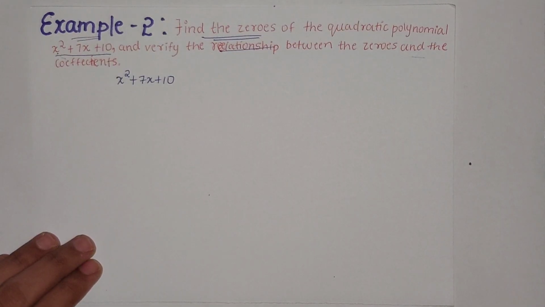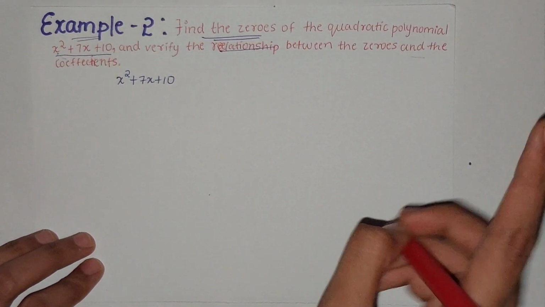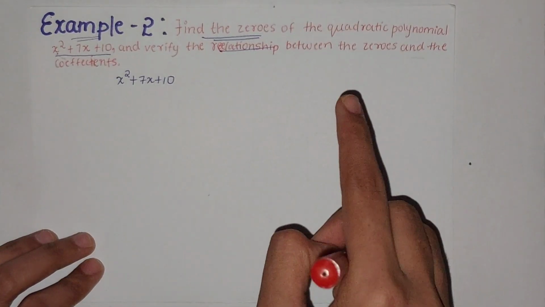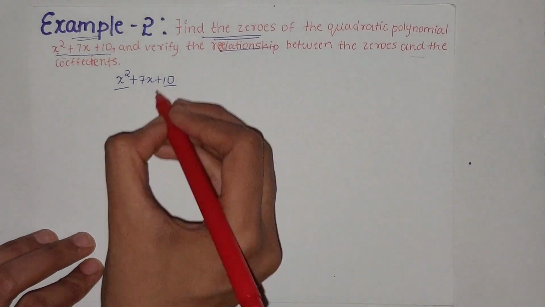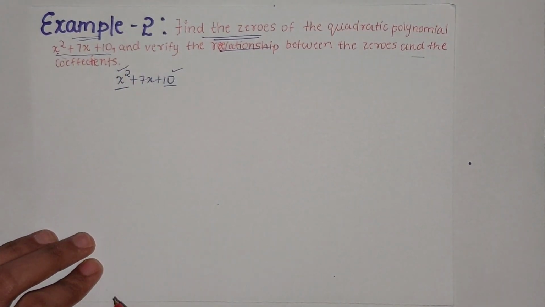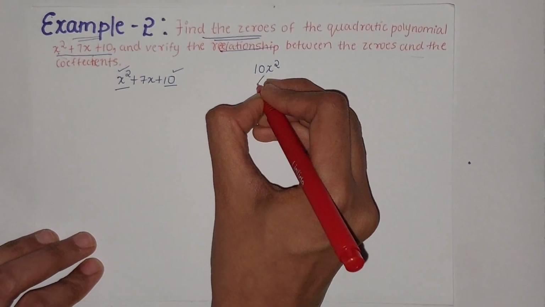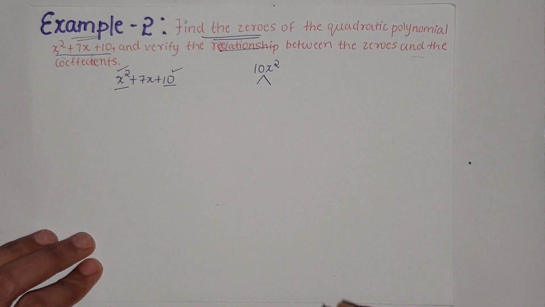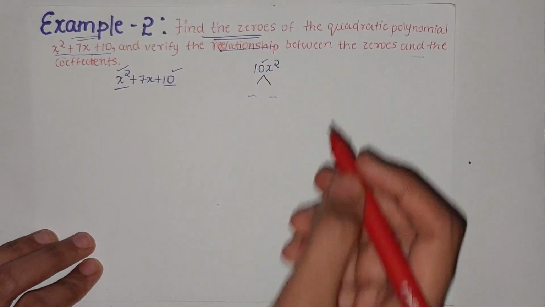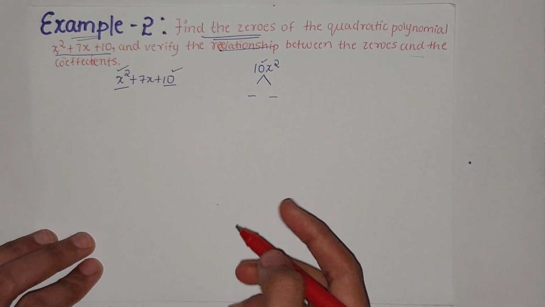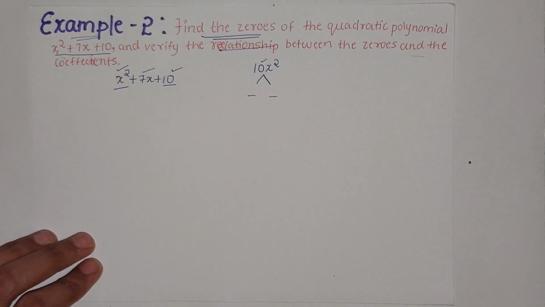You have multiple methods to do this. First I'll go with middle term splitting, and I taught you the middle term splitting in the last video. Now, 10 into x square, right? The first step is to multiply these two, so you will get 10x square. Now split it in such a way that when you multiply the numbers, you get 10x square, and when you add the same numbers, you get this 7x, right?